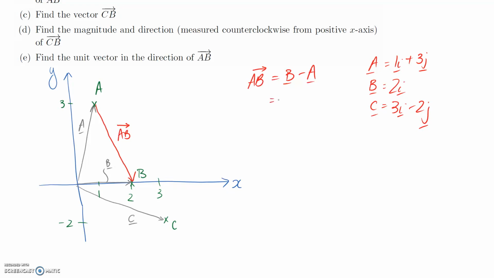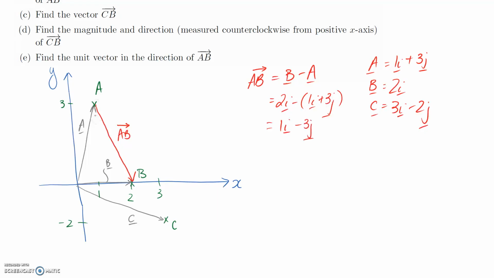Alright, so let's actually sub these in and do it. So B is 2i minus A, so 1i plus 3j. So we're going to get 2 minus 1, so that leaves us with 1i. And then we've got -3j.